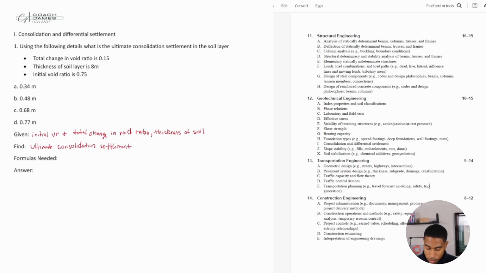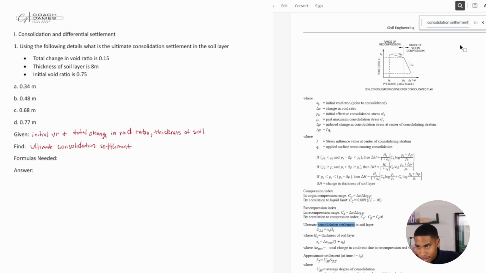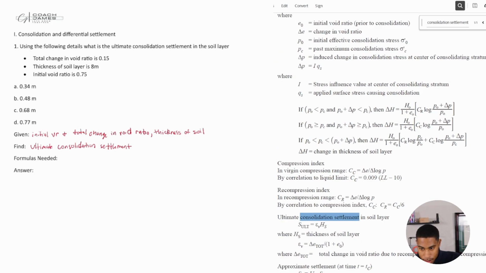So what formulas might we need for this? Well, I don't know. I'm going to search consolidation settlement and see if anything pops up. Okay, so one option pops up. All right, so ultimate consolidation settlement in soil layer is known as S_ult, which is equal to EV times HS.